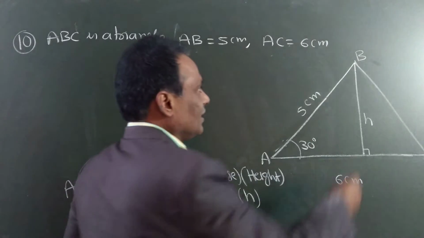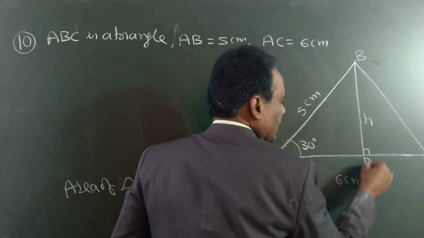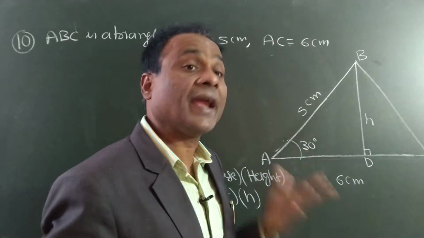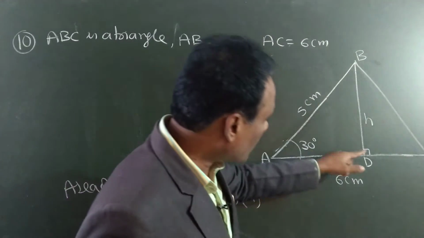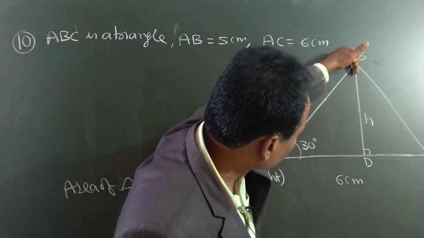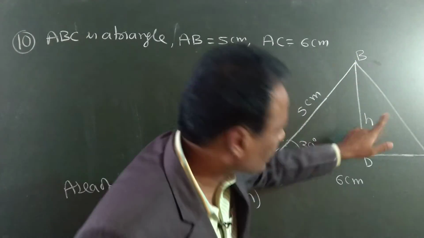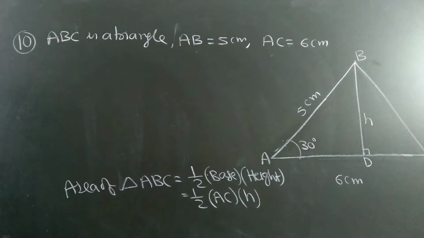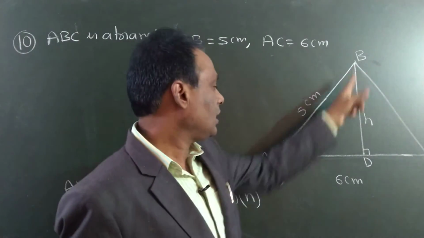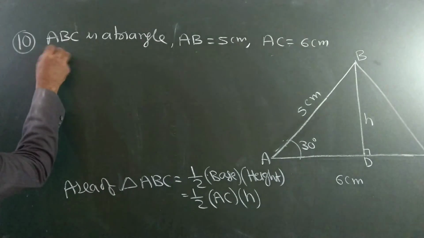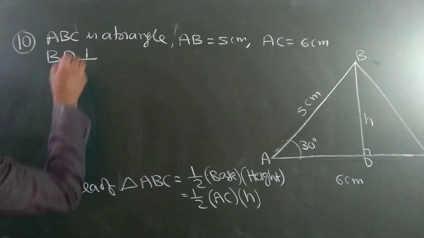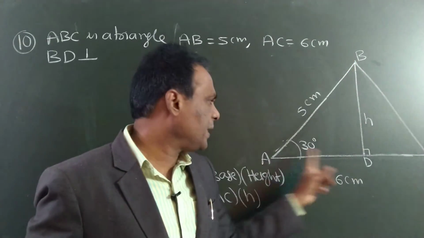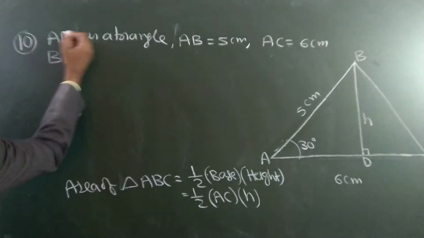Now, I am drawing a perpendicular line because this height we should know. Height means, from the opposite vertex, if you draw a straight perpendicular line, that is called height. Right? Let it be BD. Draw BD perpendicular to AC.